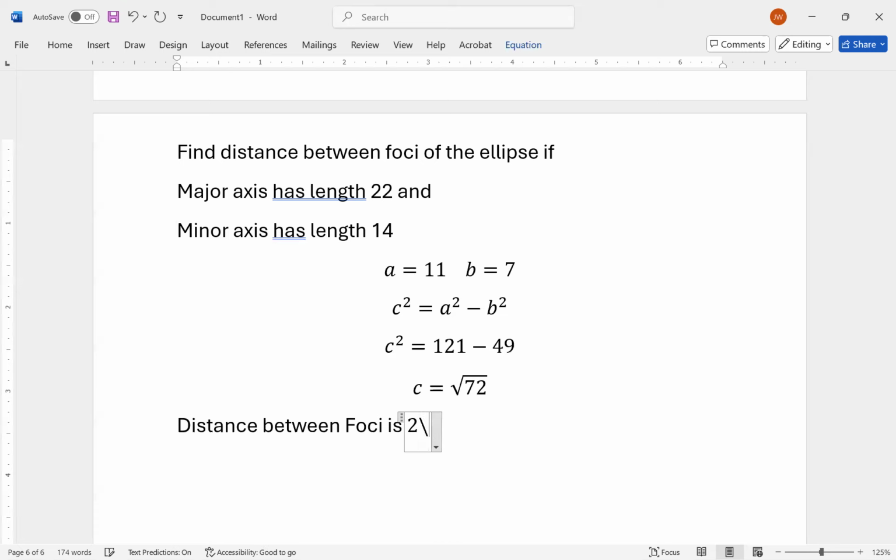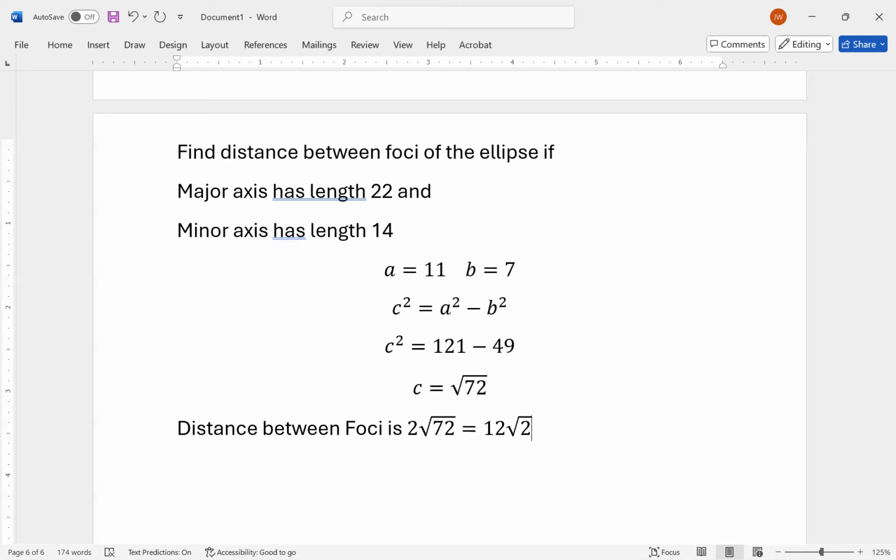So it's 2 times the square root of 72. Again, 72 can be rewritten, if you'd like, as 6 times root 2. So that would be 2 times 6, which is 12, times the square root of 2. So if I wanted to rewrite 2 root 72 as 12 times square root of 2, I could.